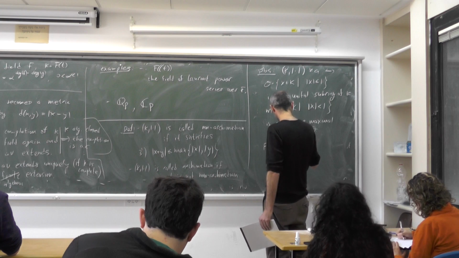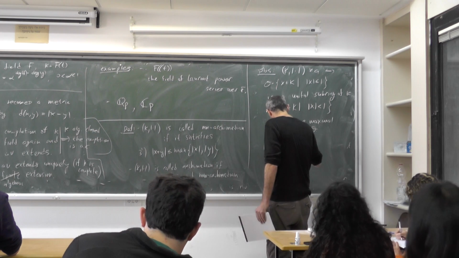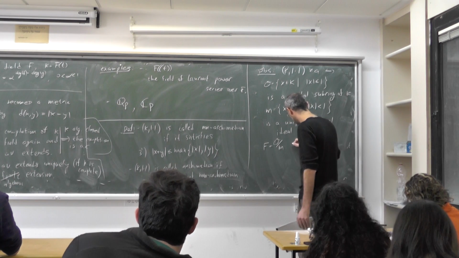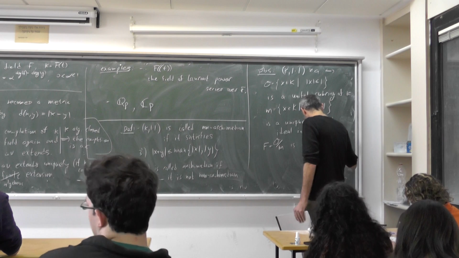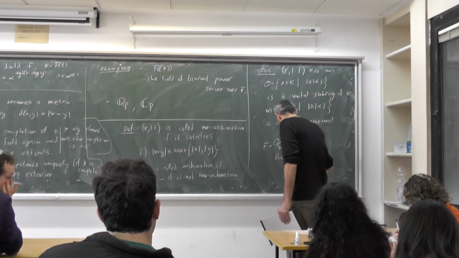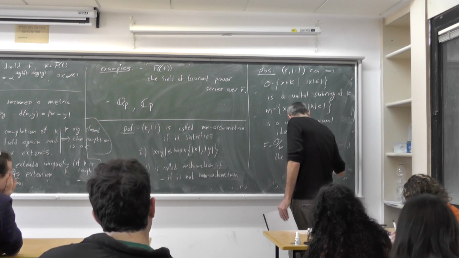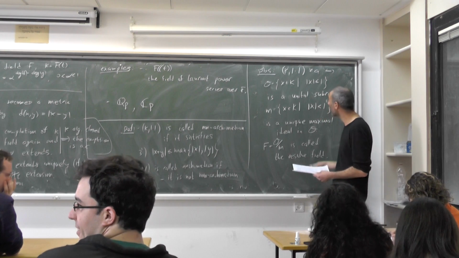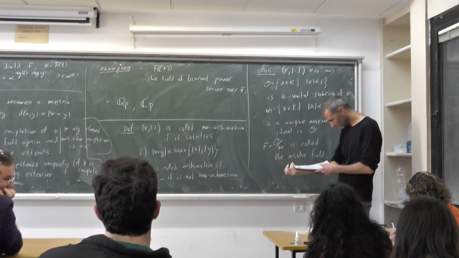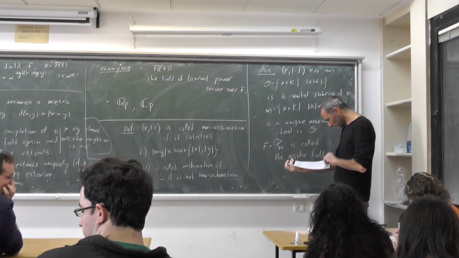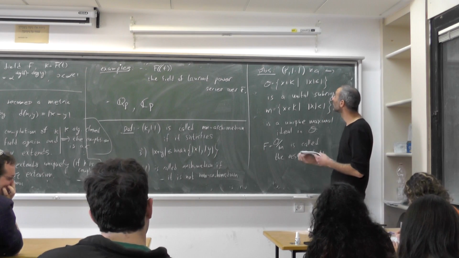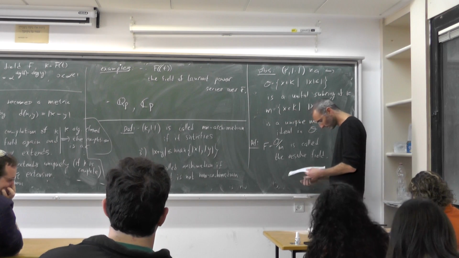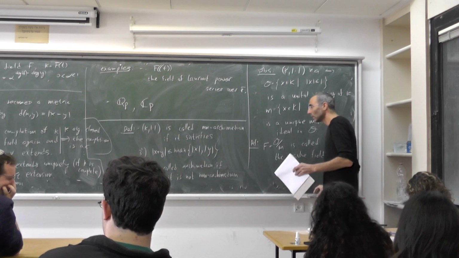So the quotient ring, noted F, is a field. It is called the residue field of K with this absolute value. Okay.